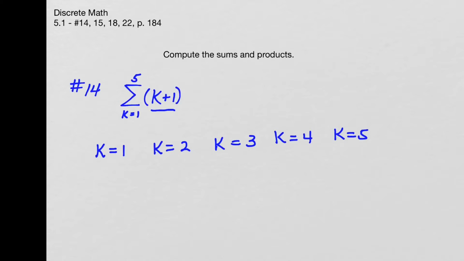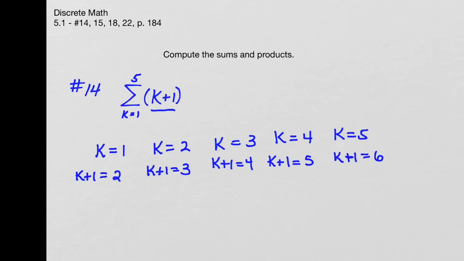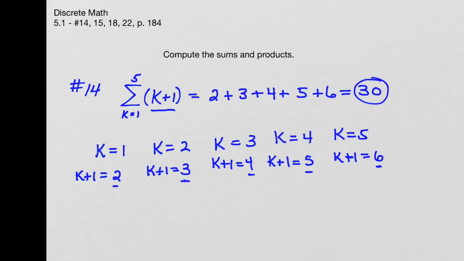So when k is equal to 1, k plus 1 equals 2. When k is 2, k plus 1 is 3, and so on. And now I'm going to add up those values. So I have 2, 3, 4, 5, and 6. So I just find the sum of those 5 values. And that turns out to be 30. And that's my final answer for that one.